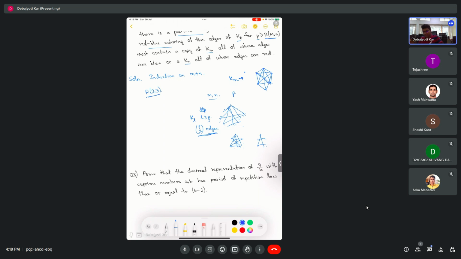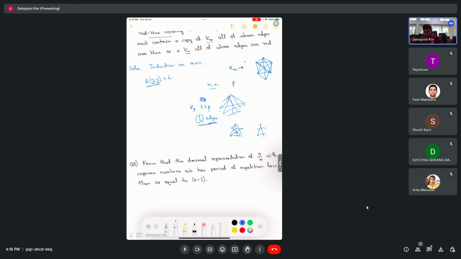My claim is that R(3,3) is equal to 6. So what do we mean to say? That if we have any complete graph on at least 6 vertices and we color all the edges using two colors, red and blue, either we will be able to get a blue triangle or a red triangle. Okay, so let's consider any graph on 6 vertices. Let's look at a proof of this. This is a very simple proof.